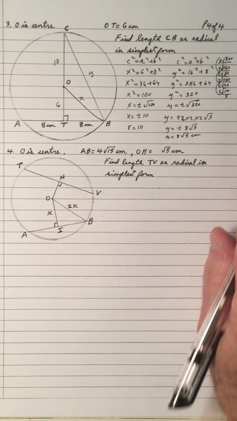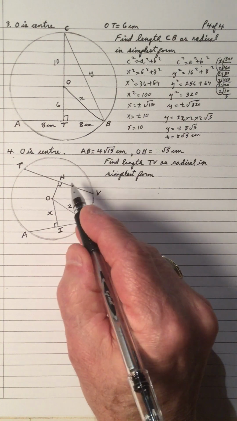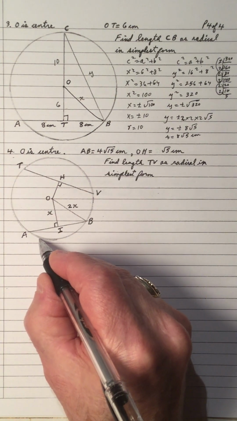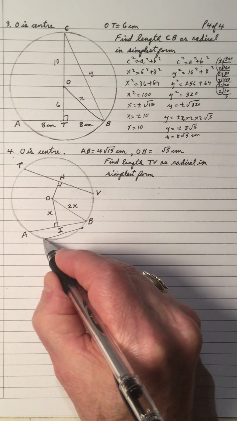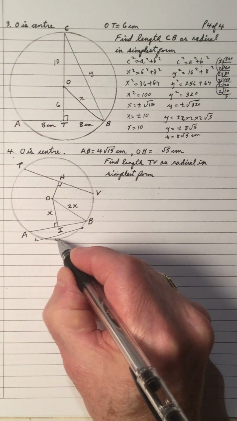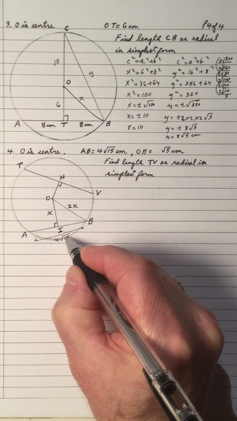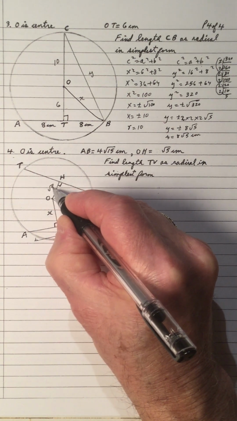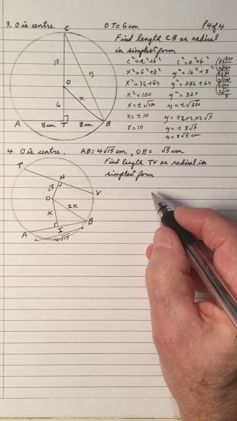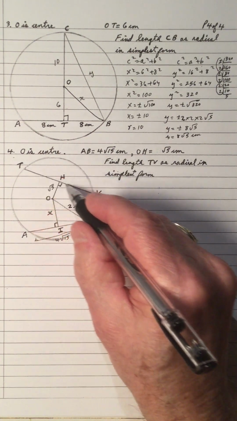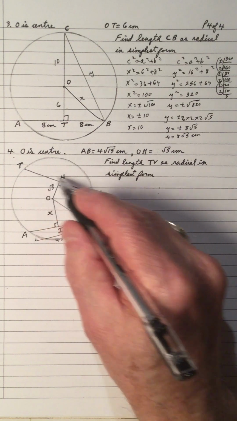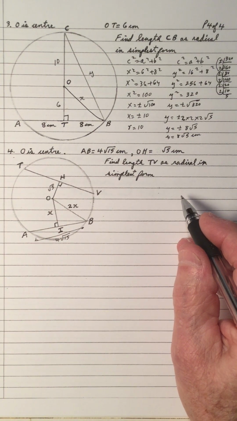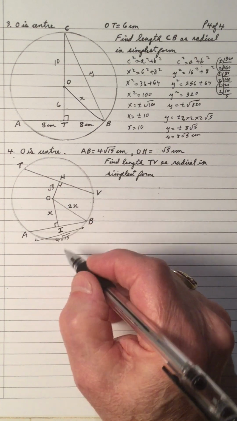Number 4, O is the center of this circle. AB is 4 root 15, so AB, this distance here, from here to here, is 4 root 15. OH is root 5, so that's root 5 right there. And again, we want to find the length of TV, which is this segment, as a radical in its simplest form. But I made up the diagram to be a little bit different with some extra work in there.